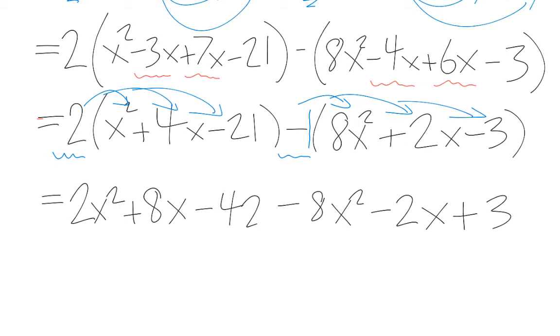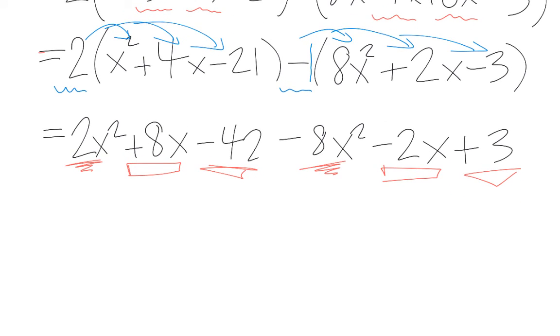At this point, we want to simplify this expression. We want to collect like terms, but let's identify like terms. 2x squared and negative 8x squared are like terms. Positive 8x and negative 2x are like terms, and negative 42 and positive 3 are like terms. I like to use different symbols under these terms. You can use a pencil crayon and underline them with different colors, or you can use a highlighter. That is up to you. That is a strategy that can help you organize these terms a little bit better.